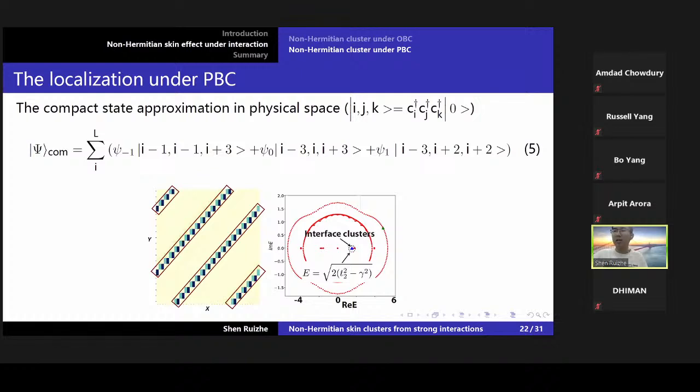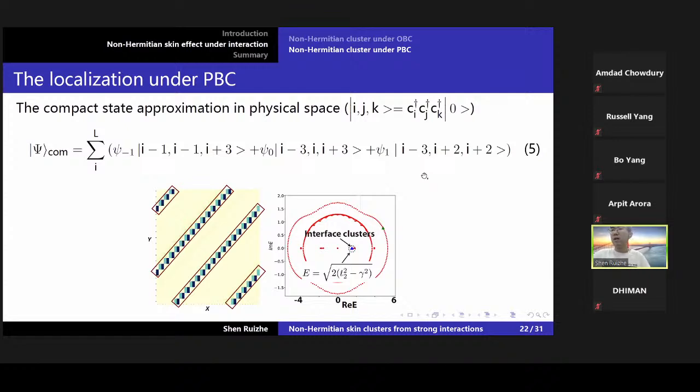Let's check these highlighted states. We found that this state in the physical space is just some critical state where the two-particle cluster is coming to touch another particle at the interface. So we name it the interface cluster in our model. And we can see that the interface in our model can play a similar role to the real boundary. The interface divides the PBC lattice into two areas, like I plot here.